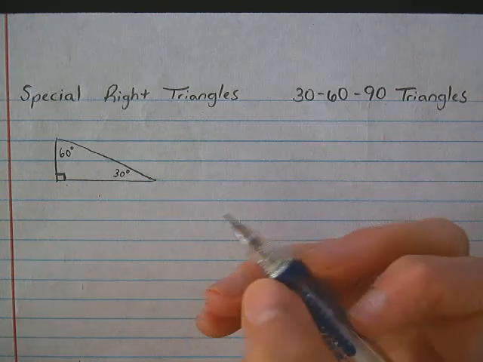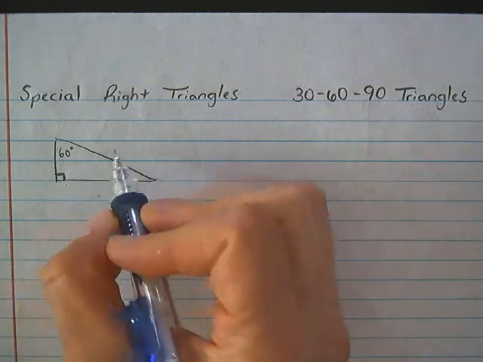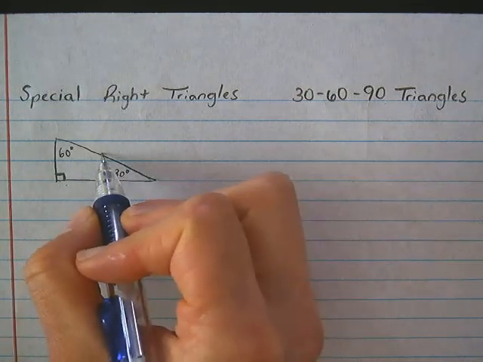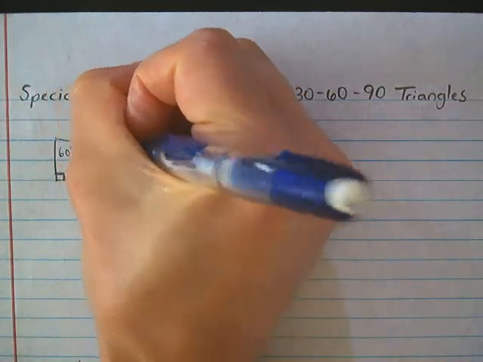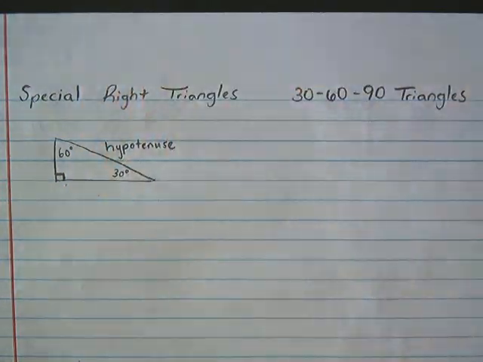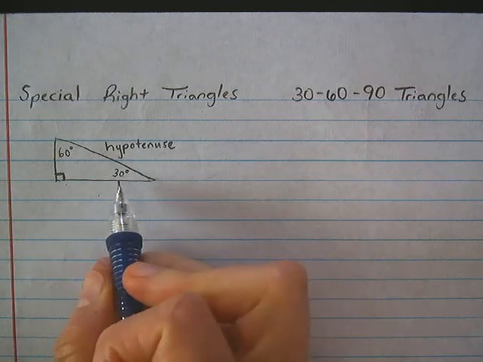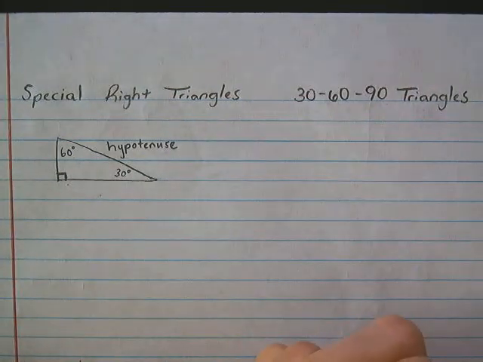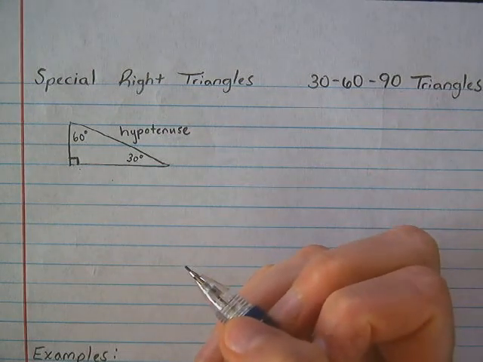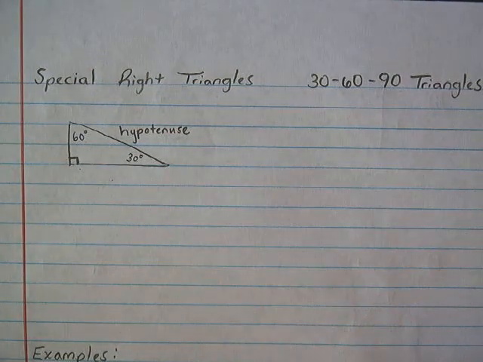Just to make sure we understand the parts of the triangle, remember the side that's across from the 90-degree angle is your hypotenuse. So we're going to label it. This is your hypotenuse. And remember that the angles tell you a little bit about the sides opposite them. If you think back to the 45-45-90 triangle, the two sides opposite the 45-degree angles were the same because the angles were the same.